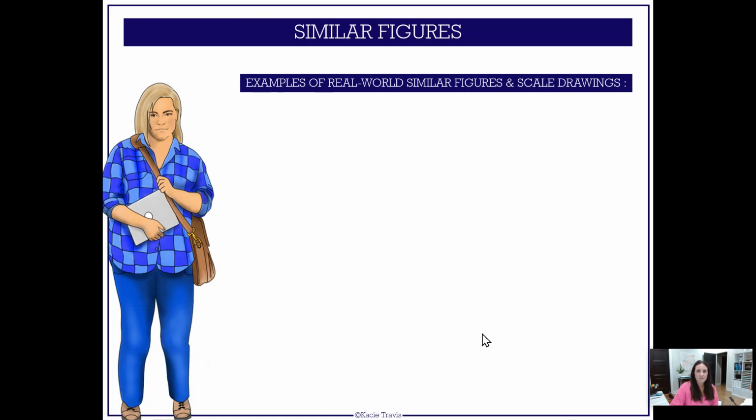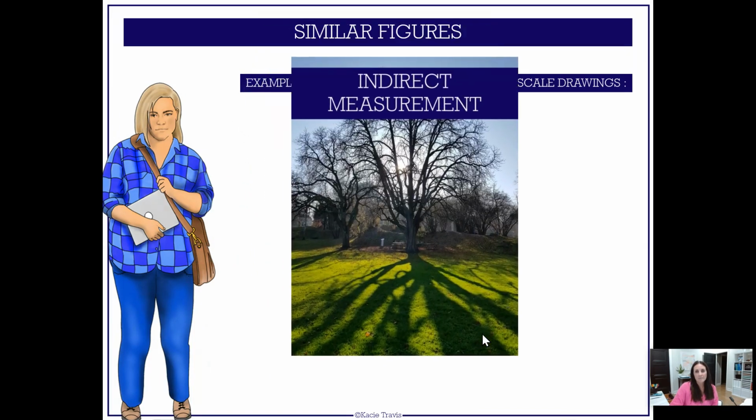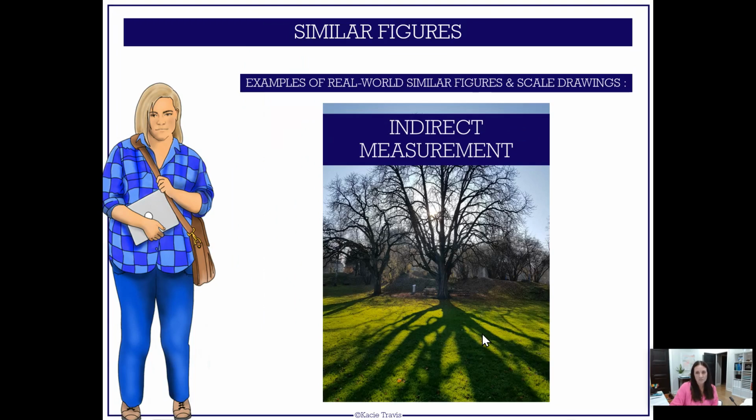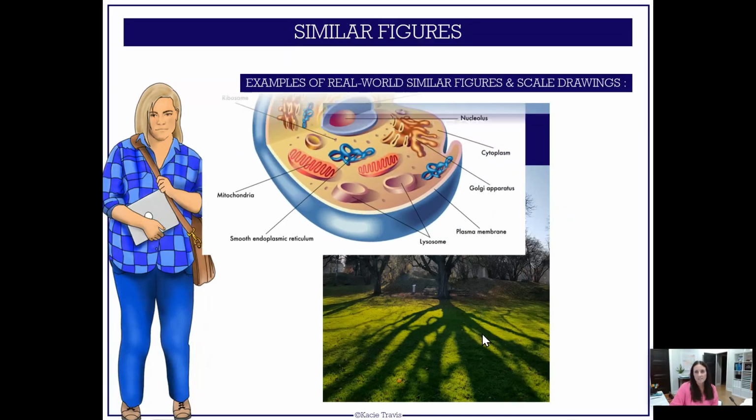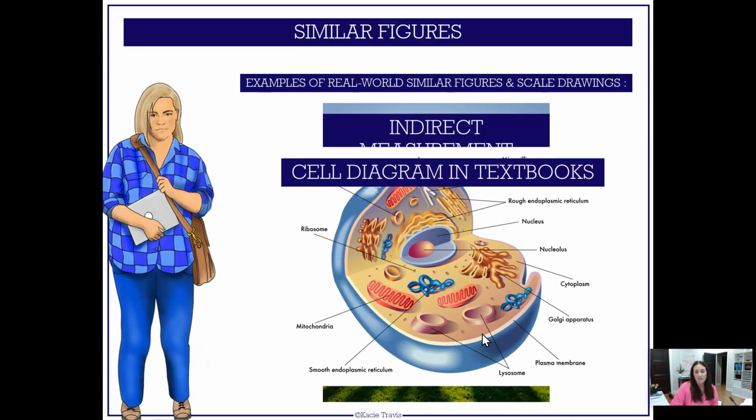So what are some examples of how we could see similar figures in the real world? Again, we talked about indirect measurement, finding things that have difficult lengths to find. A great example is a cell diagram in a science textbook. Cells are so itty bitty and hard to see. This has been enlarged so that we can see all the parts of it, but the cool thing about these diagrams is that they're proportional to the real live cells.